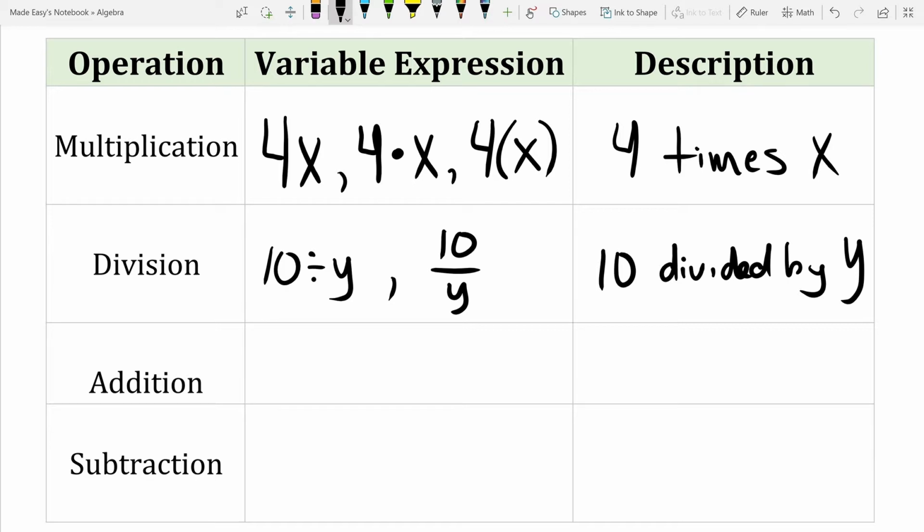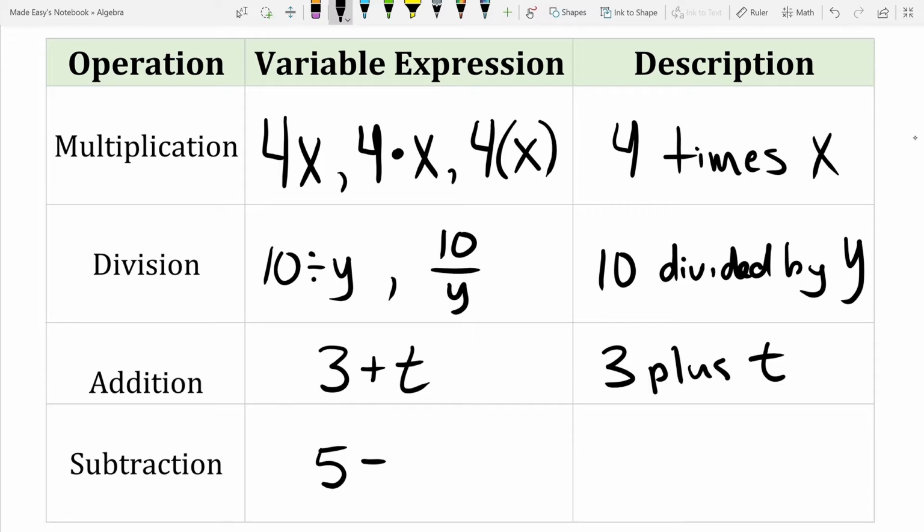Addition is very familiar to most of you. So 3 plus, then we just put in a variable t, for example. And that means simply 3 plus t. I usually find students don't have much trouble with addition and subtraction versions. So for subtraction, let's try 5, and this time we'll use the variable b. And that means 5 minus b. And these are all different operations that use variable expressions.